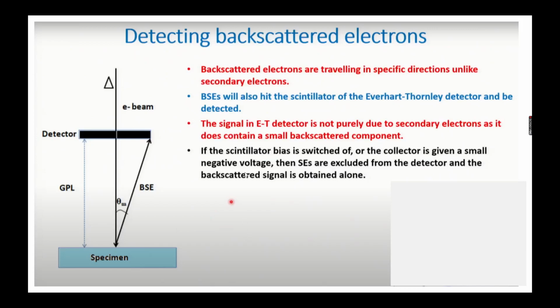So BSE can also be detected, and the signal in the ET detector is not purely due to the secondary electron, as it does contain a small backscattered component. Okay, so if the scintillator bias is switched off or the collector is given a small negative voltage, then SE are excluded. Okay, so let me explain it in a bit. Just a second.